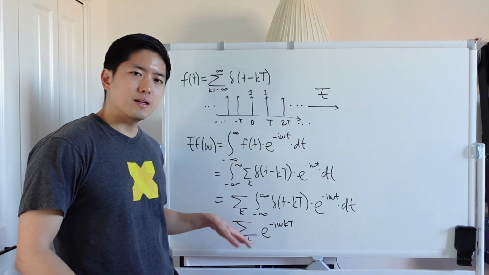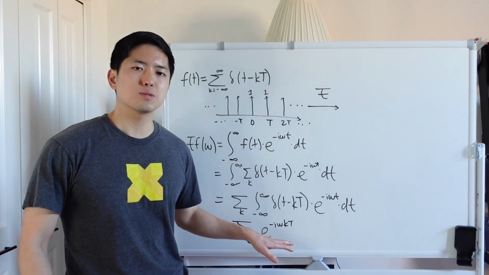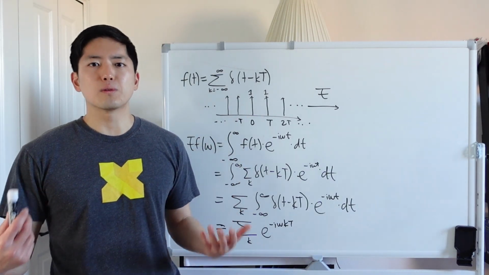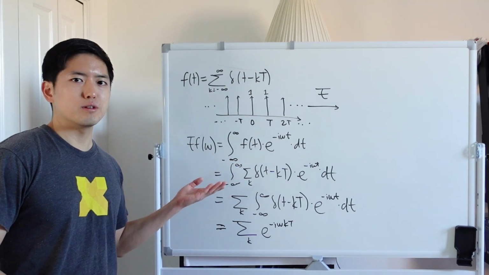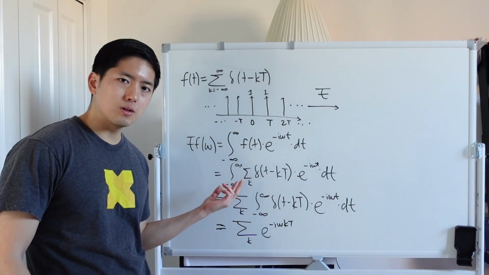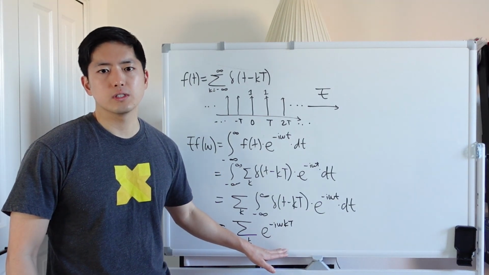So in this result, I basically get a summation of exponentials, sinusoids. Now, nothing we've done here is incorrect. In fact, every step here we've done is sound. We sort of have to interchange the summation and the integral, and then we get this final result.